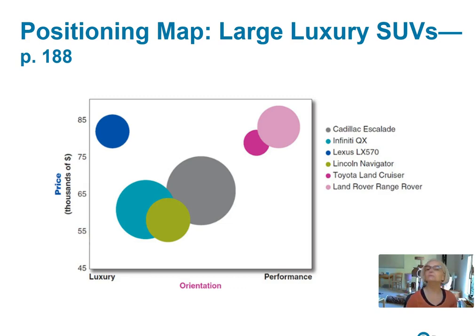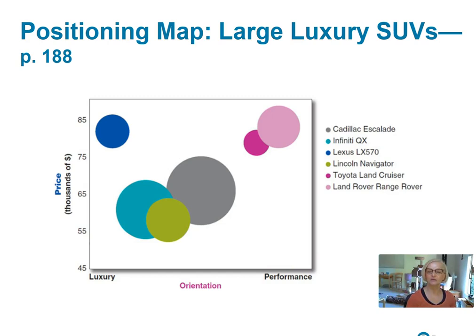You can see that. So here we have the price, how much money the cars cost, and here we have the orientation. In this particular case, is it all about being comfortable, or is it about, oh my God, we can really take this off-road? And these bubbles indicate which one fits where.